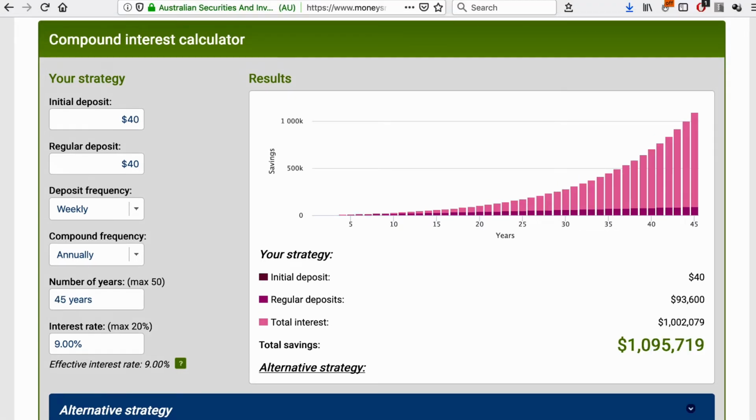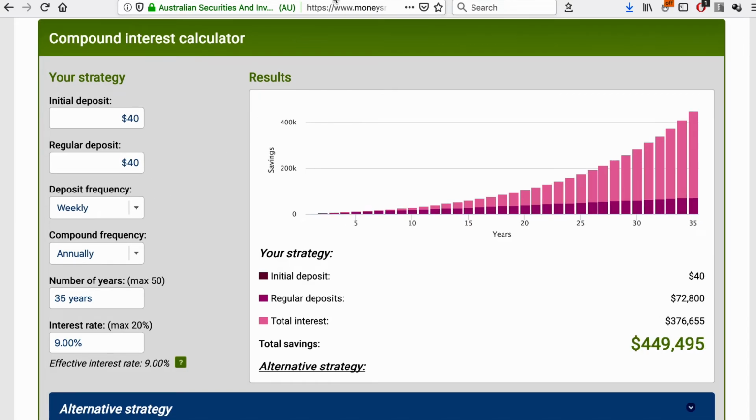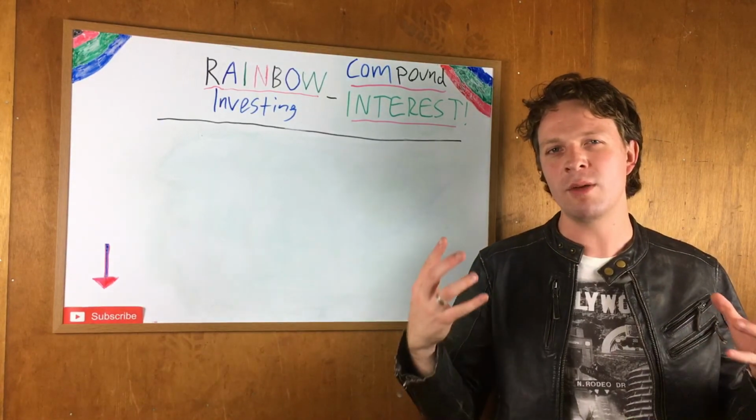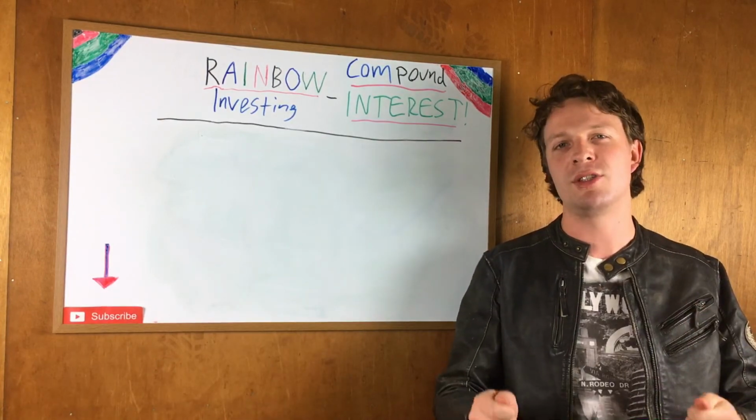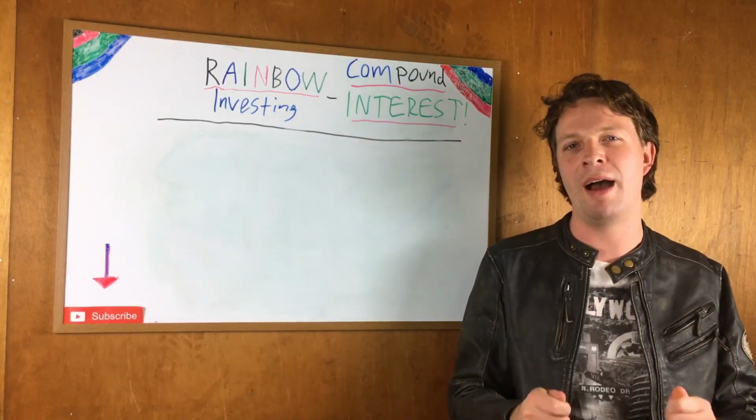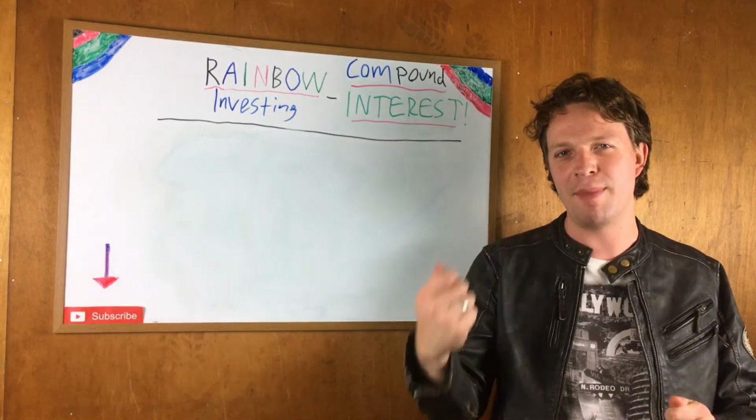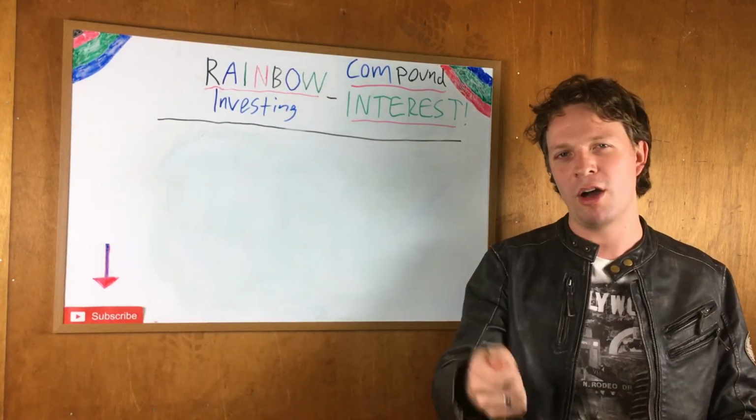So that's why it's really important just to start saving when you're young, start thinking about investing when you're young, because even if it's a really small amount, it can make a huge, huge difference to you when you're older. So there you have it, guys. That's really what wealth building is all about, just harnessing this incredible power and understanding it and making it work for you.